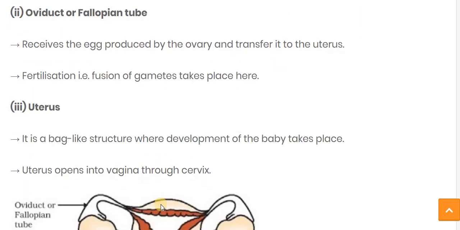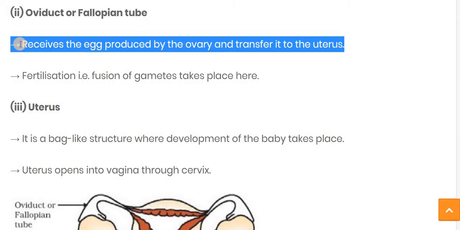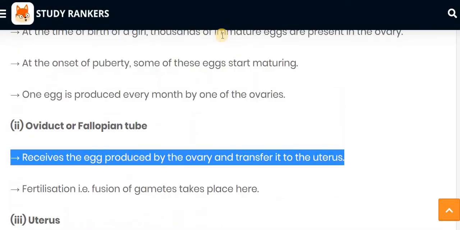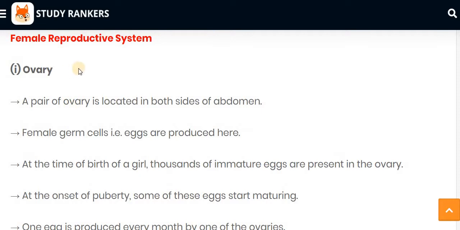Now let's see the next part, the oviduct, or you can say the fallopian tube. It receives the egg produced by the ovary and transfers it to the uterus. As we saw in the male reproductive system, the main part is the testes, whereas in the female reproductive system the main reproductive organ is the ovary.